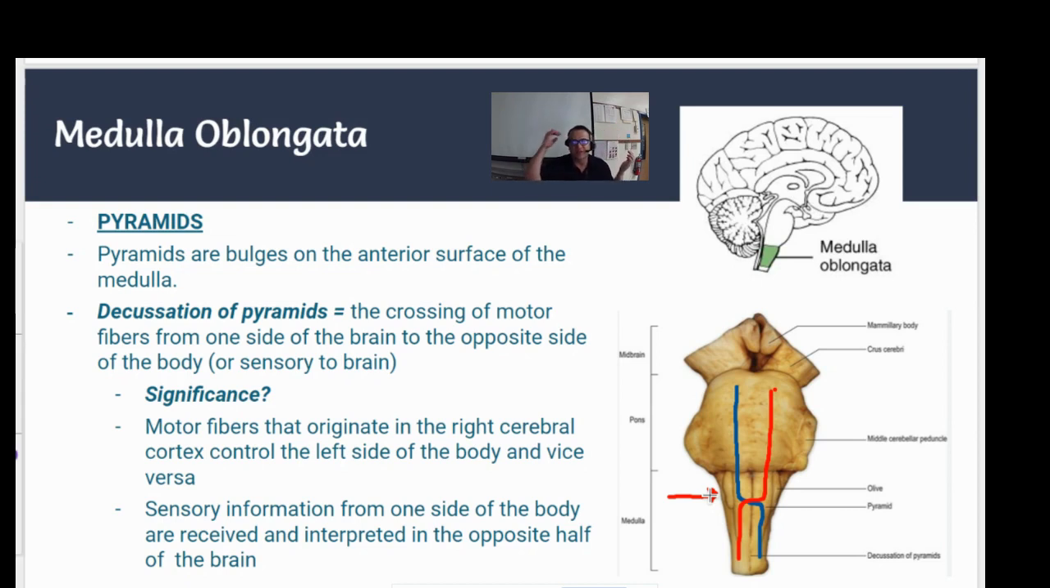Why isn't it just the right controls the right? It seems like it'd be simpler. There is a reason. I've been Googling it. I haven't found it. So if anybody in my class researches this and gives me the answer and shows me where they found it, I'll give you extra credit.